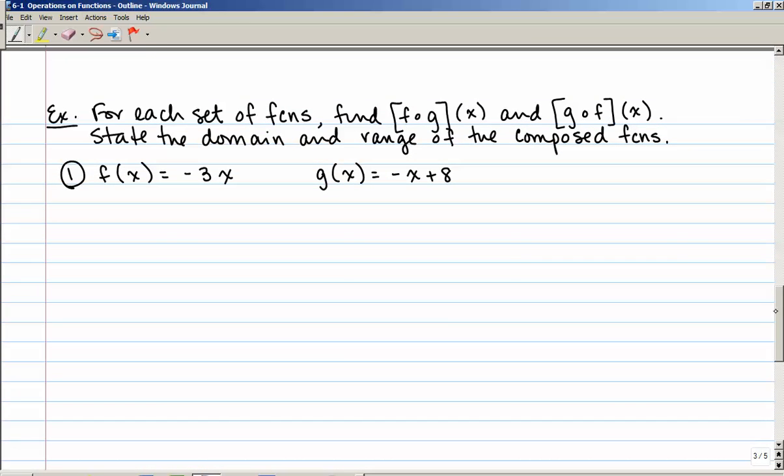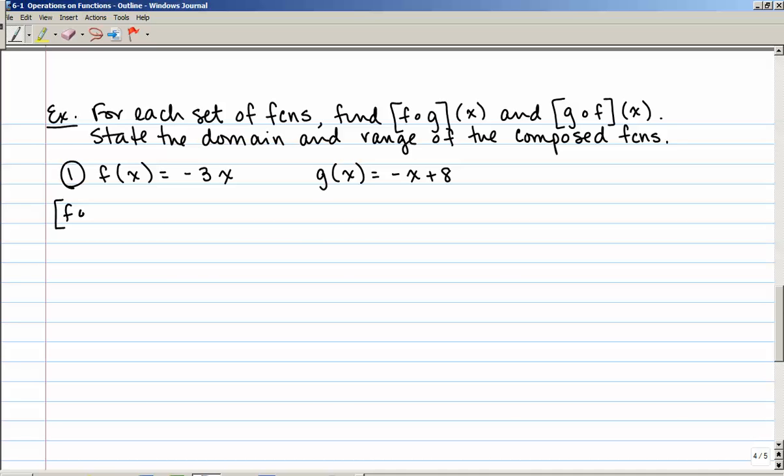Let's take a look at a couple examples here. For each set of functions, find f of g of x and g of f of x. State the domain and range of the composed functions. We call these composition of functions. Once they're composed, let's figure out what the domain and range is.